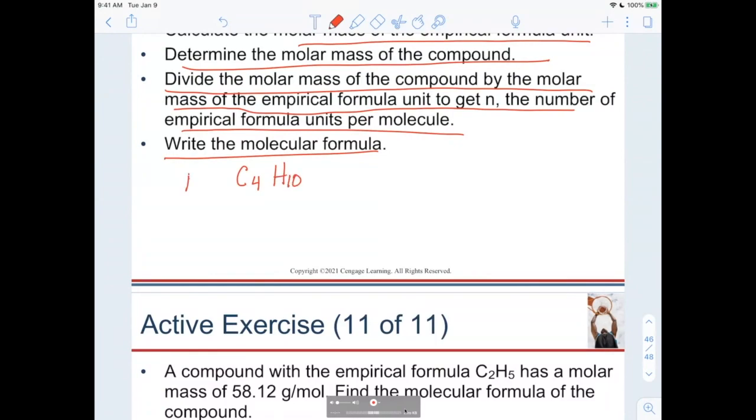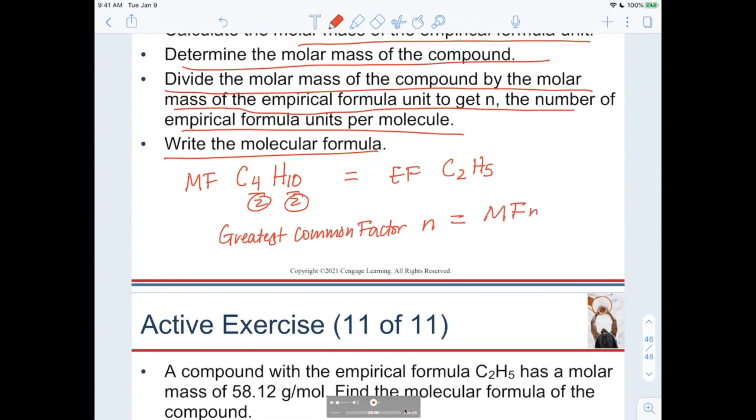C4H10, right? That was our molecular formula earlier. And from here, we got the empirical formula, which was divide by 2, C2H5. So obviously, these two are related to each other by this factor here, N, the greatest common factor. So what they're trying to say here in so many words, the greatest common factor N is equal to molecular formula mass divided by empirical formula mass.